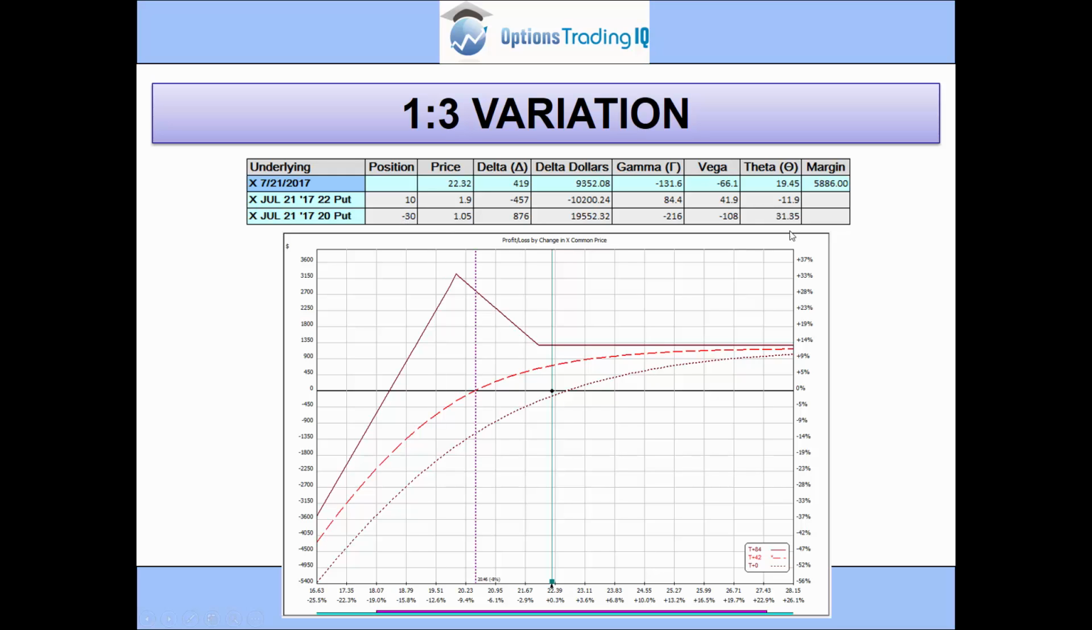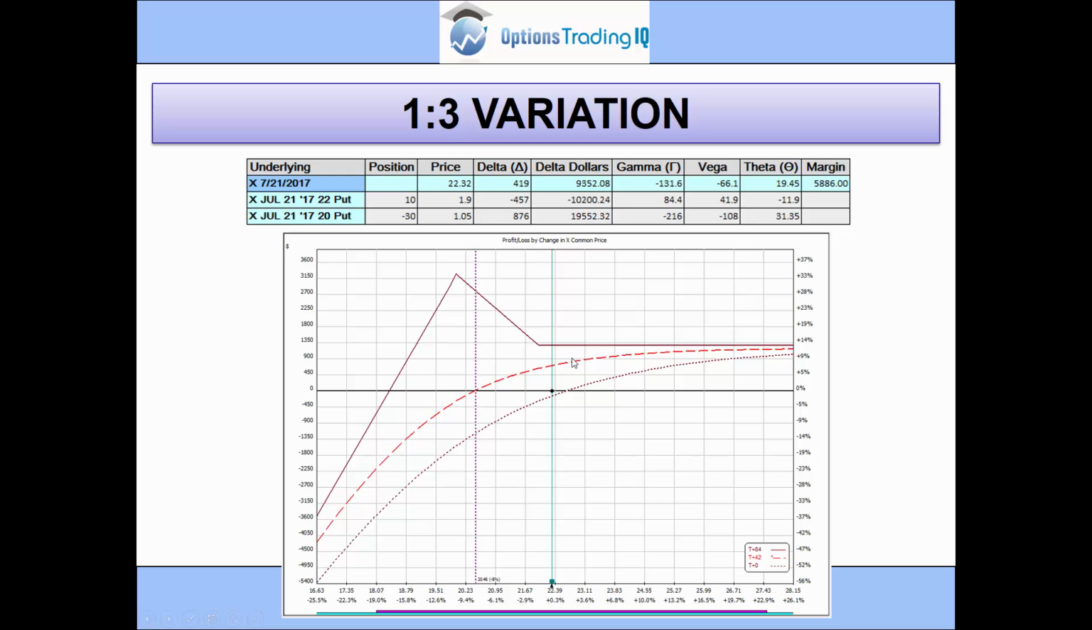We've got more naked puts. You can see we've got a higher margin requirement, as you would expect. We've got higher delta and delta dollars. All our Greeks are higher, basically. We've got higher vega. We've also got higher theta. We're picking up more time decay.